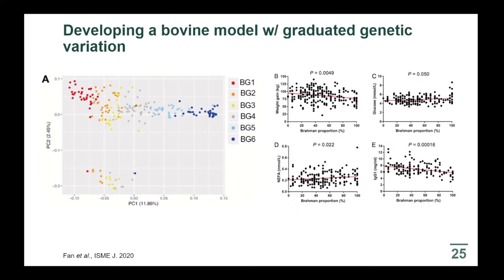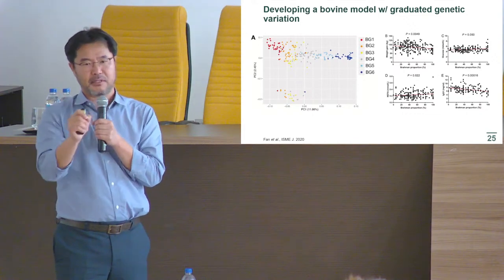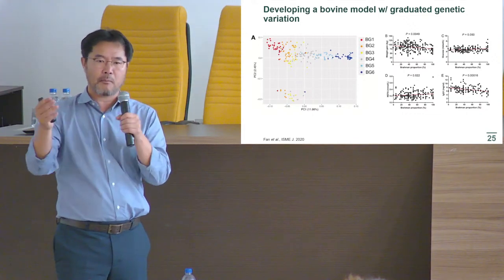We used a bovine SNP chip analysis, 250K, and then we measured the genetic relatedness. Surprisingly, breed group 1 and breed group 6 are very well separated. I was really surprised because we made and maintained these calves for the last 30 years based on the pedigree, based on Mendel's law.